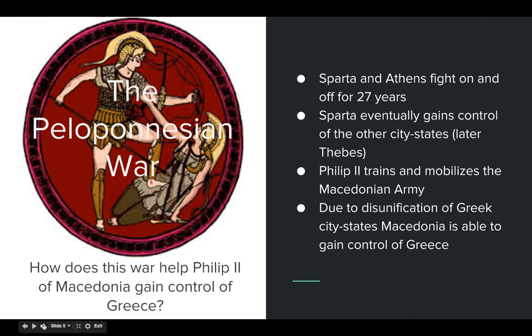So, because of the disunification of the city-states in the south, Macedonia ultimately is able to gain control of Greece with this well-trained army that is now practicing something called the phalanx, which is a strategy that was used by King Philip and the Macedonian army. They're able to go down in Greece and gain control of the Greek city-states from the north. So here we have the Peloponnesian War.